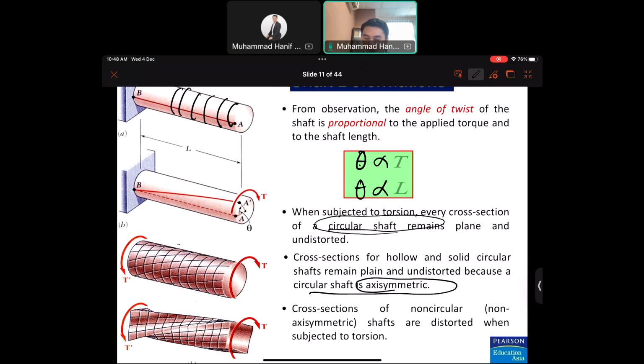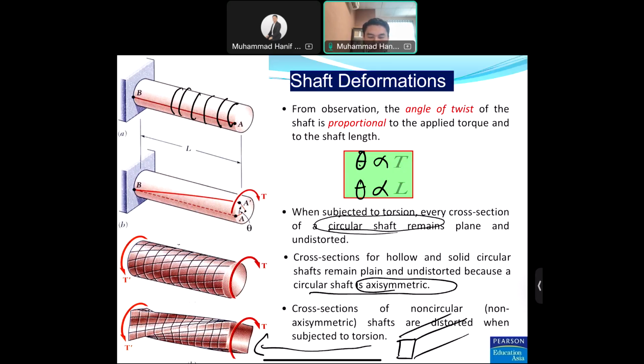The cross section of a non-circular, non-symmetric shaft, like a rectangular shape, is distorted when subject to torsion, as shown in the previous slide. If you can see the figure, there are many figures here. The second one has A prime and also A. As I already mentioned, from A to A prime we do have an angle. We call this the angle of twist.